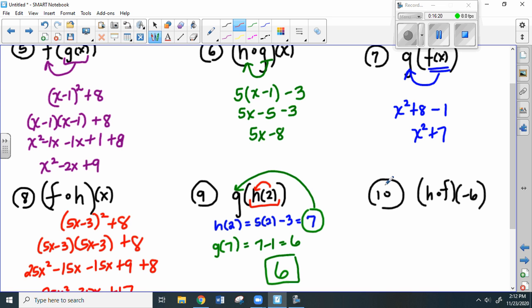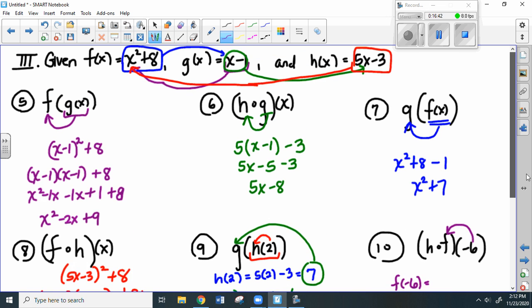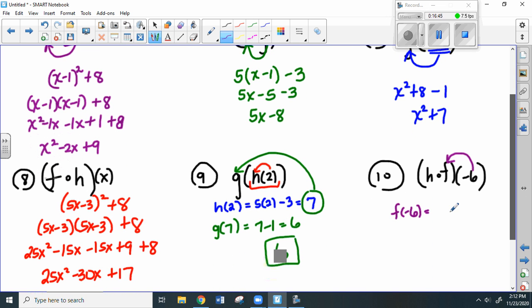Okay? All right, so number 10 is the other notation, but you do it the same way. You basically work from the inside out, or you can think of it as working from right to left. So you're going to put the -6 into the F first. Then you're going to get an answer for that, which was x squared plus 8. Okay, so that's -6 squared plus 8. 36 plus 8 is 44.